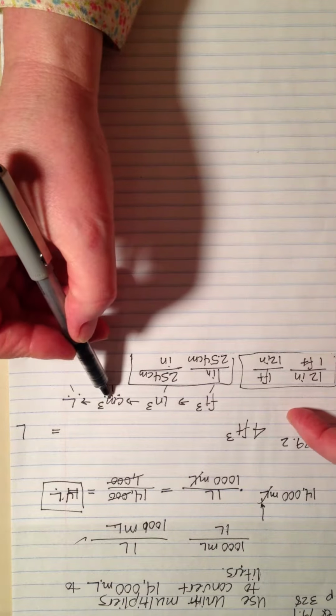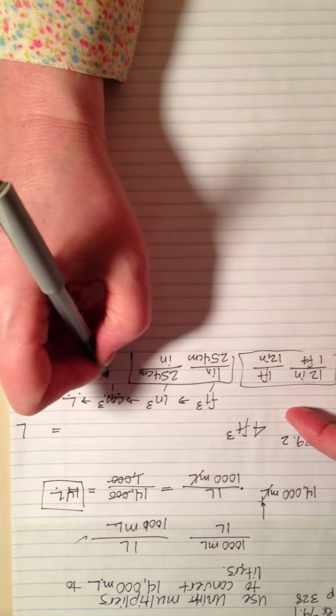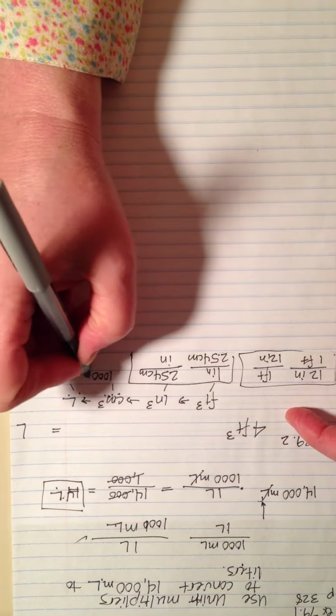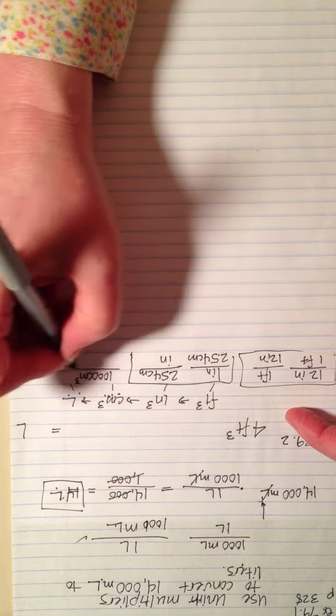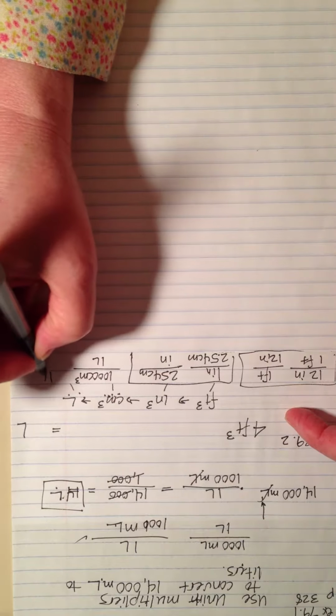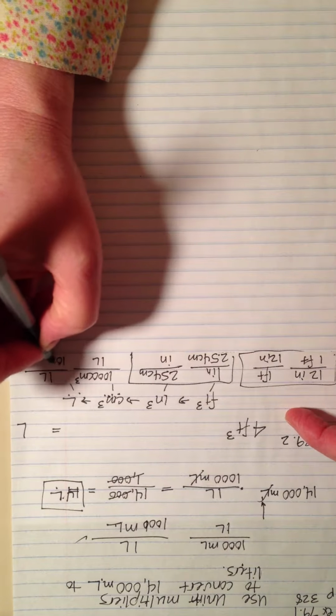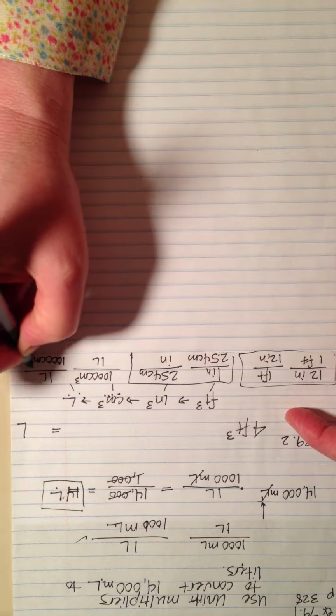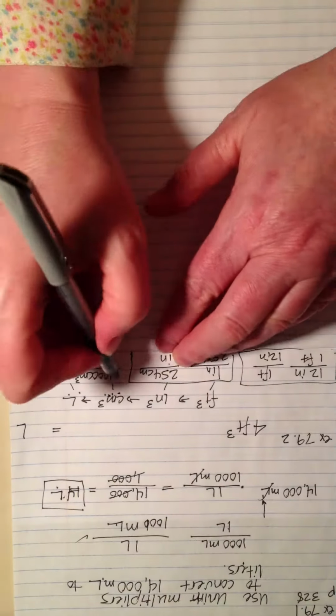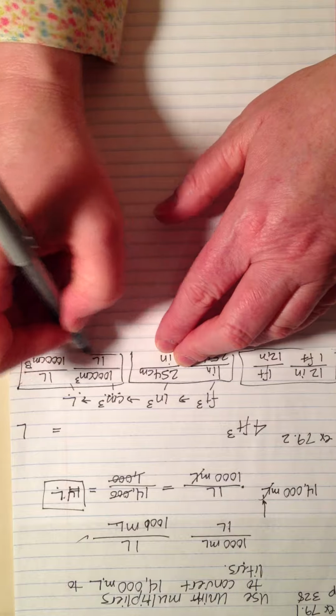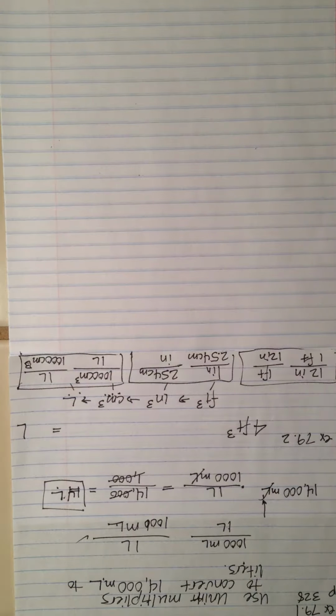So that gets us to here, and we know that there are 1,000 centimeters cubed in every 1 liter, and there's 1 liter for every 1,000 centimeters cubed. All right? So there are our 3 sets of ratios. We will choose one from each pair, based on how our problem needs to work.